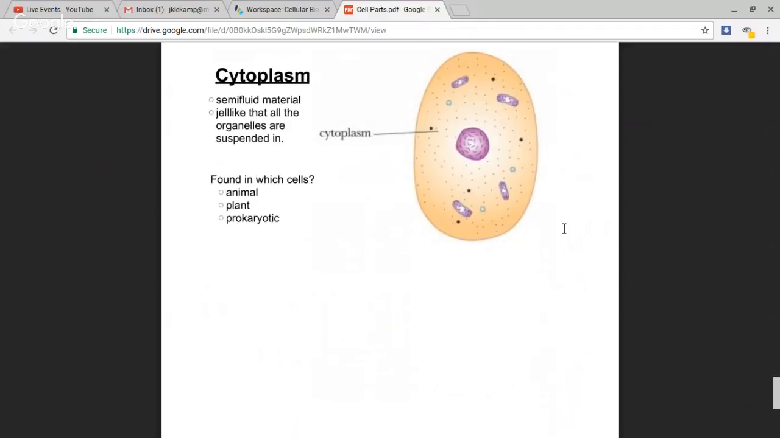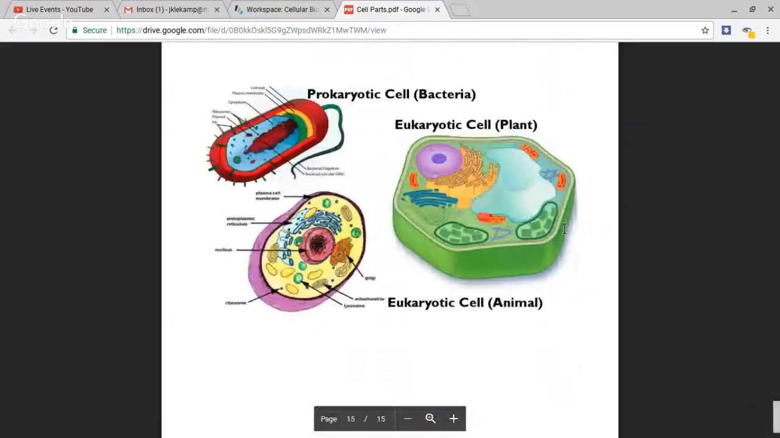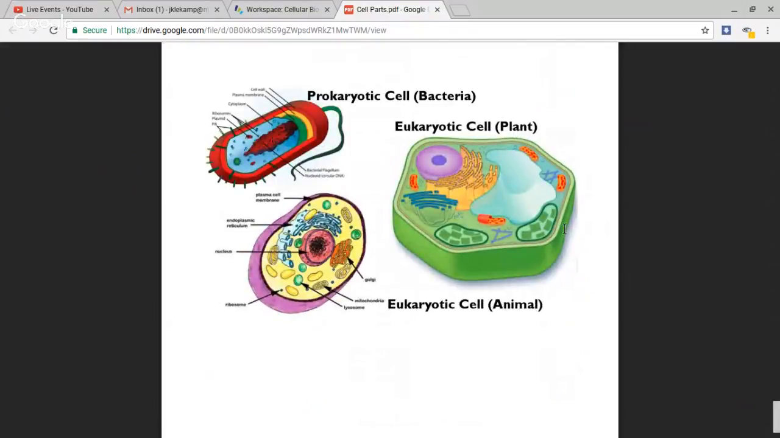Cytoplasm is the semi-fluid material, mainly composed of water, and some people like to call it jelly-like, that the organelles are suspended in. So it's kind of the goo that everything sits in. It's found in all three, animal, plant, and prokaryotic cell. Some big differences right here between the prokaryotic cells and the eukaryotic cells. Big things you can see right away.